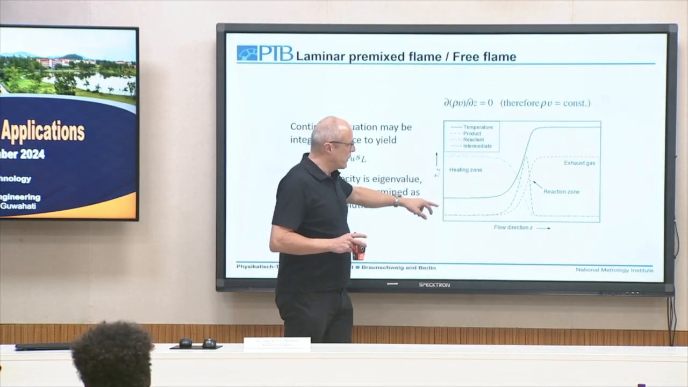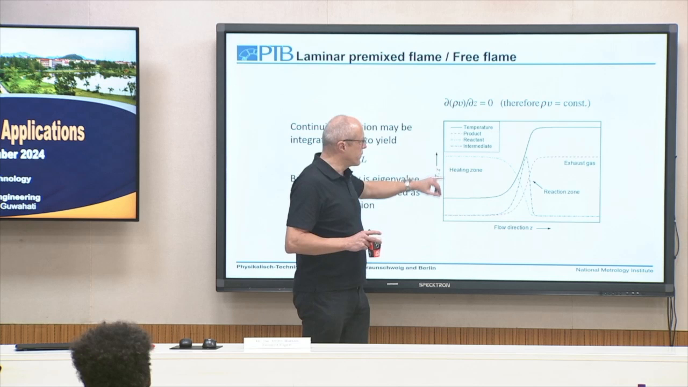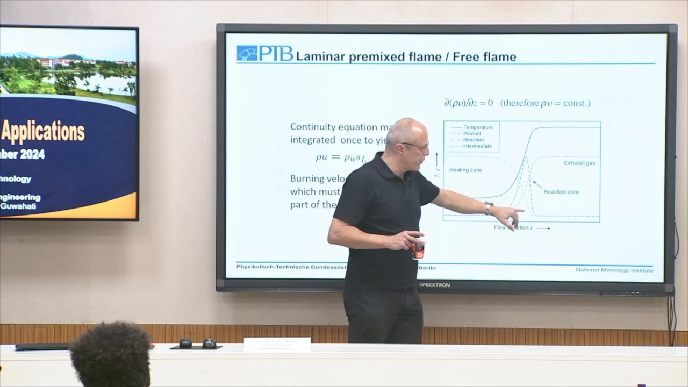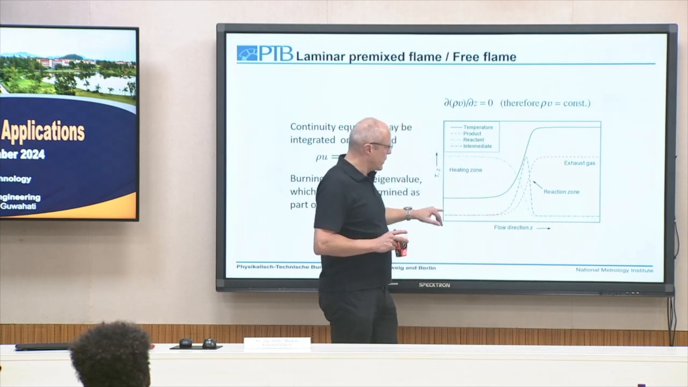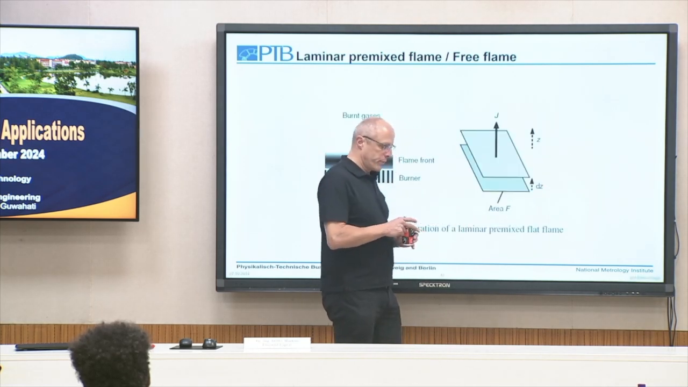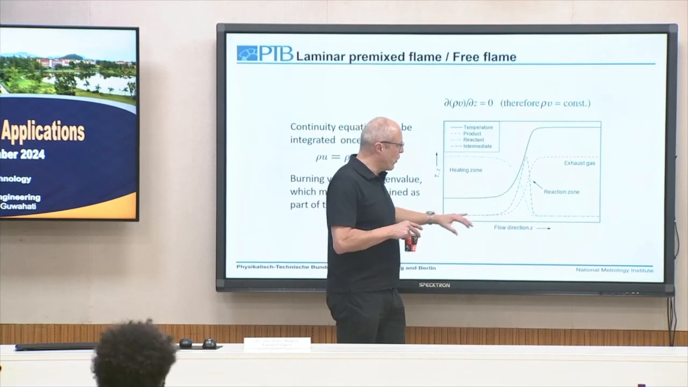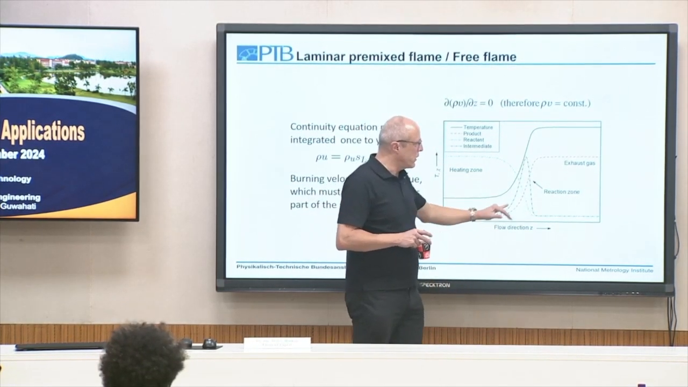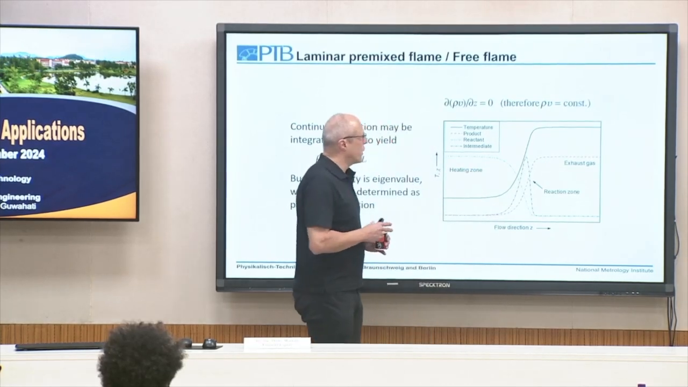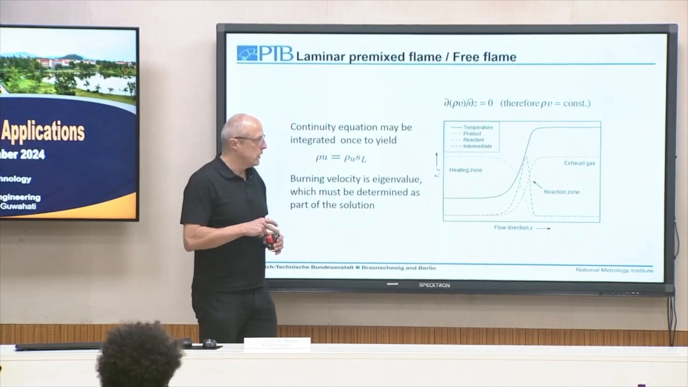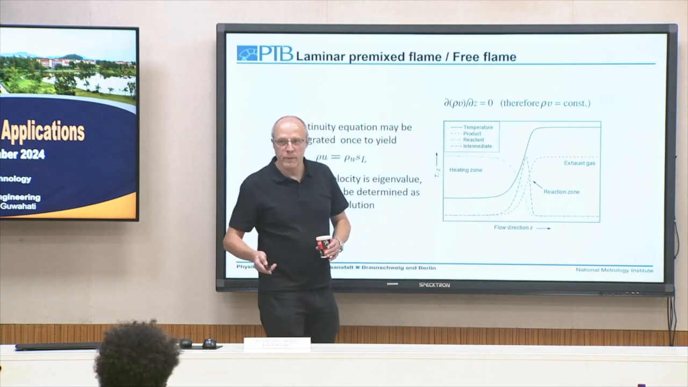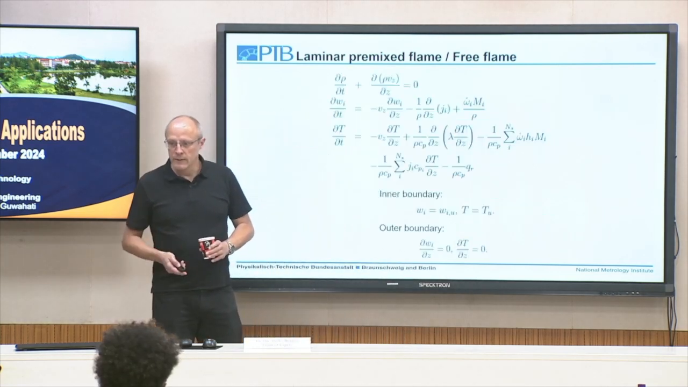So what we see here again, okay, flow direction. We have the unburned reactants here, which then are consumed in the flame front. We have intermediate species which are formed in the flame front and then are consumed again, and finally in the exhaust gas we have our product, and also we get this temperature profile. This we have discussed already with Cantera in detail.